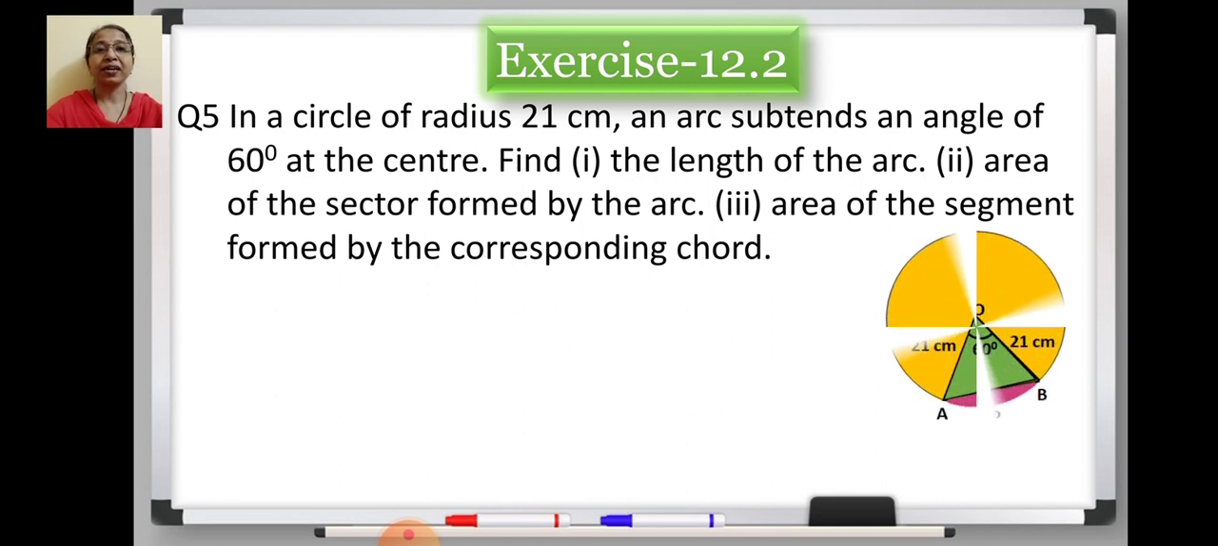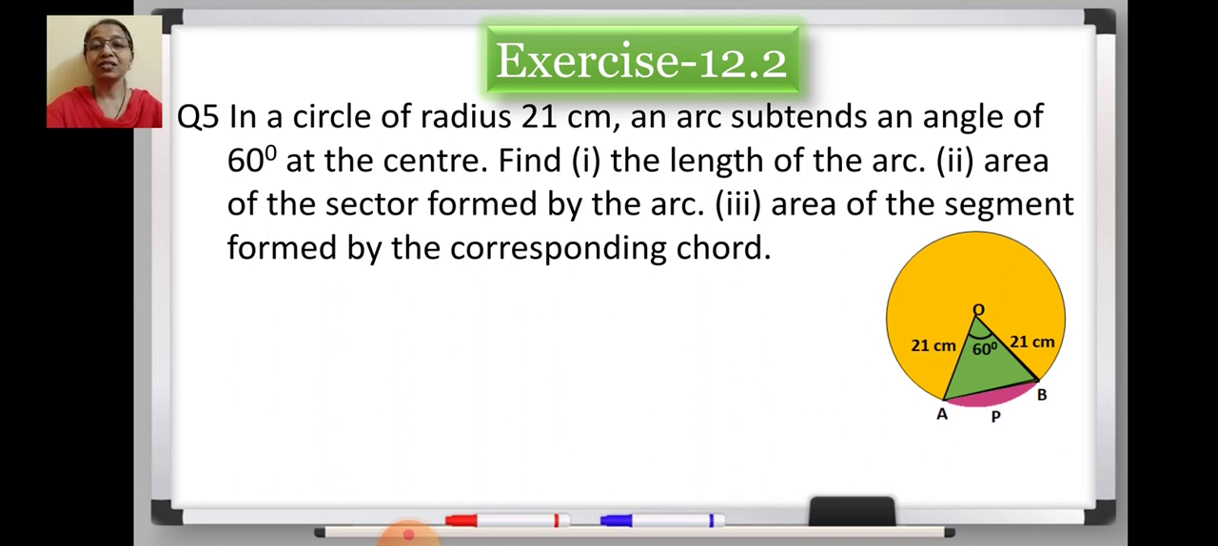So here is the diagram. See, here O is the center of the circle. OA and OB, these are the radii of the circle of length 21 centimeter. AB is the chord, and this arc APB, it subtends angle 60 degree at the center. Right. Now first of all, we have to find length of the arc.